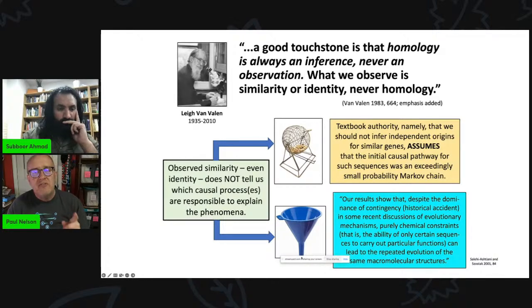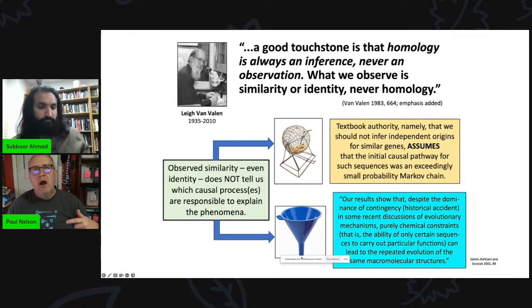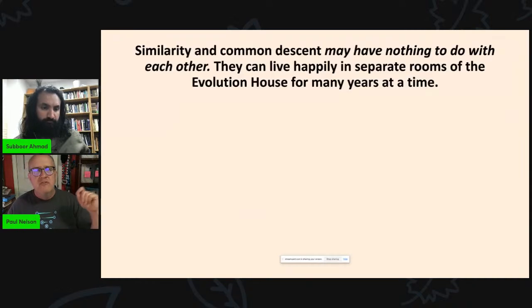Now, why does this matter? It matters because as we go back in the history of life, our ability to describe, again, thinking as evolutionary biologists, our ability to discriminate between these two depends critically on what we know about the causal processes that may have been involved in giving rise to sequences.